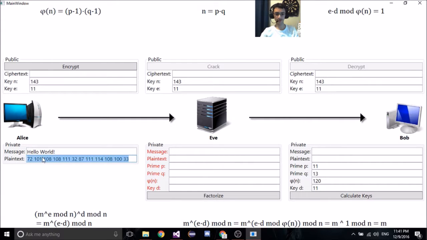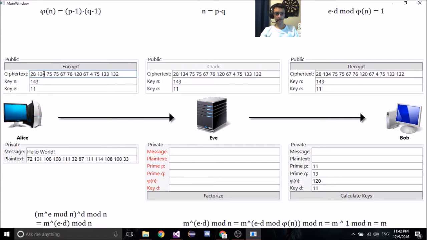And this will be transformed into its ASCII representation here. And when we encrypt it, over here we're going to take the exponent of this, so 72 to the power of e, which is 11, and take that modulus n. And modulus just means we divide it by 143 and take the remainder of it. And as we can see, 72 to the power of 11 mod 143 just so happens to be 28. And that goes for all of these.